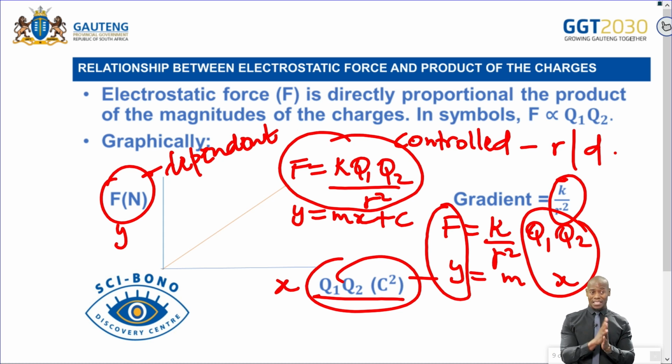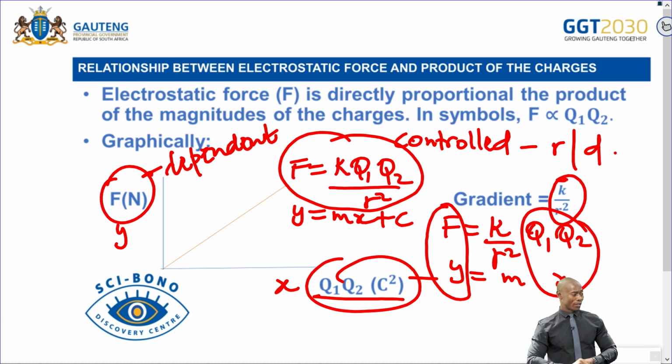One, I said to you, identify the variables, all the variables: dependent, independent, controlled. Name the conclusion, all right? And then the investigative question. Then from there, the gradient represents which physical quantity? The area under that graph represents which physical quantity? So in this case, it represents what? K over r squared.